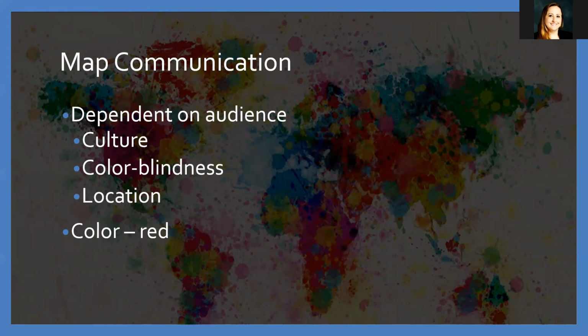In terms of map making, the use of red is particularly important. In the United States, red is often associated with being bad. However, in many Asian cultures, red represents happiness and wealth. Red is also the most difficult color for the colorblind to differentiate between, especially when used in combination with green. Lastly, the location where your audience resides or is from will change how the map is displayed.